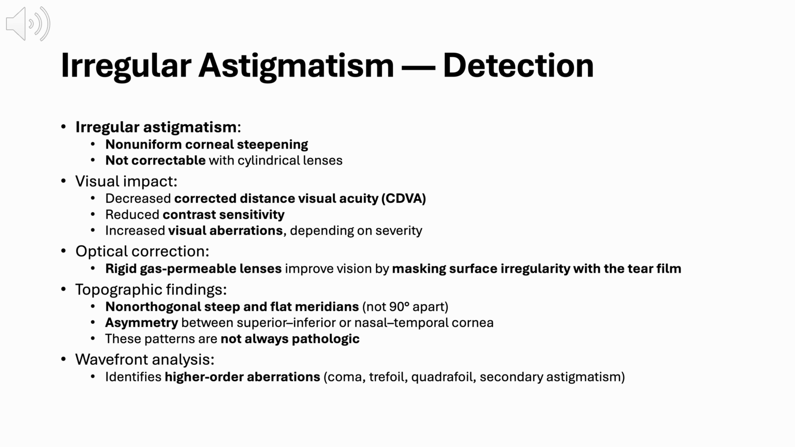Wavefront analysis adds another layer by identifying higher-order aberrations such as coma, trefoil, quadrifoil, and secondary astigmatism. These aberrations help explain why vision quality is reduced and why standard cylindrical correction is insufficient.